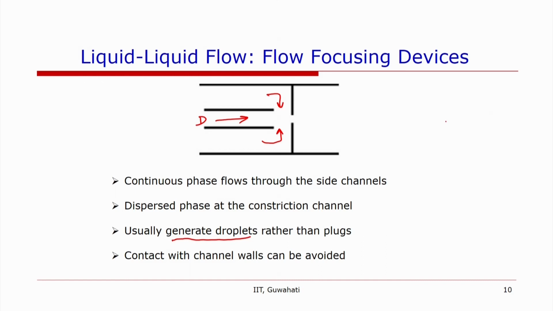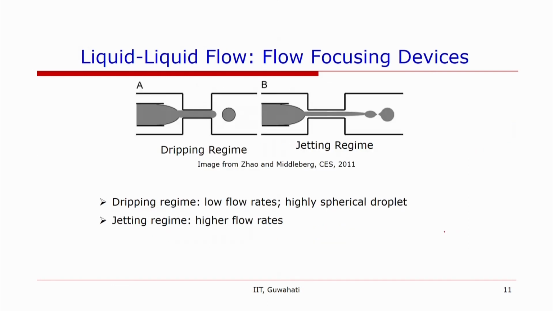So in the T-junction, we generally see that one of the phases, for example in the cross flow, is in contact with the wall. So the wall contact angle is bound to play a role in the generation of the droplets or plugs. Whereas in this case, the separation happens either here or afterwards. So contact with the channel walls can be avoided in this case, and in co-flow devices also.